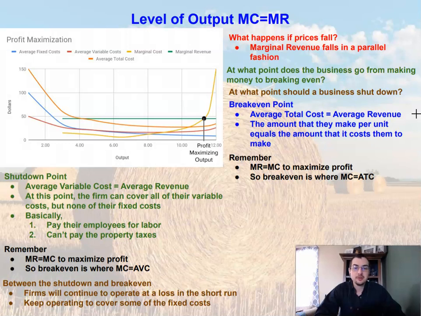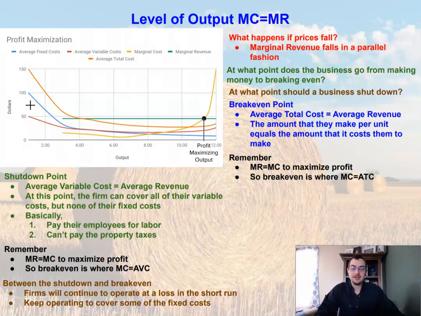So if they're equal to each other, say it's costing you $45 to produce and you receive $45, well, how much are you making? What's your profit? Well, it's zero. So if the revenue per unit equals the amount that it costs to make per unit, that's the break-even point. So where does that occur on this graph?